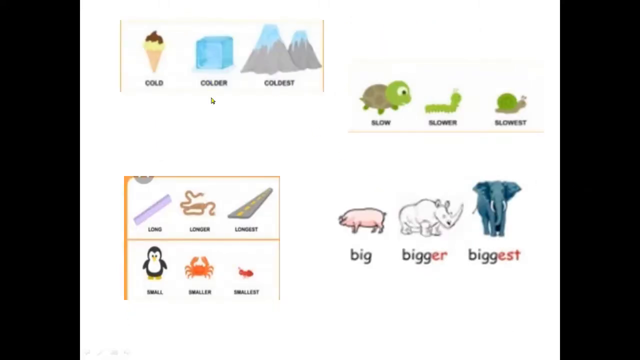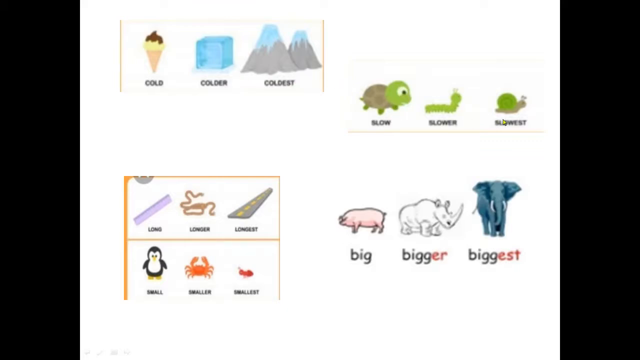Here are some examples for you, students. Just see these pictures carefully and then we will read about them. Cold, colder and coldest. Ice cream, cold. Ice, colder. And pigs covered with ice are coldest. So again, to describe these nouns, that is ice cream, ice and pig, we are using describing words, or we can say adjectives, that is cold, colder and coldest.